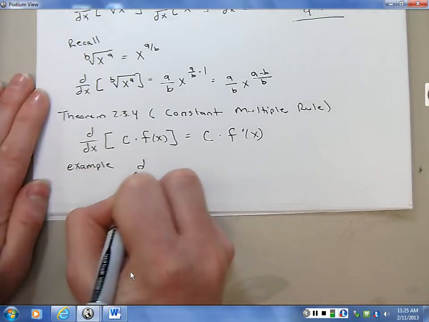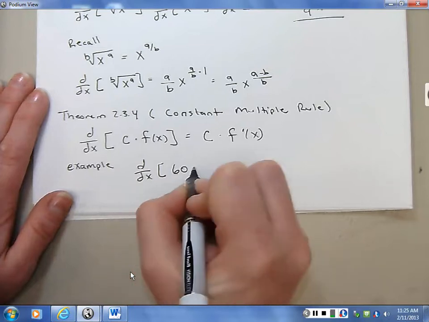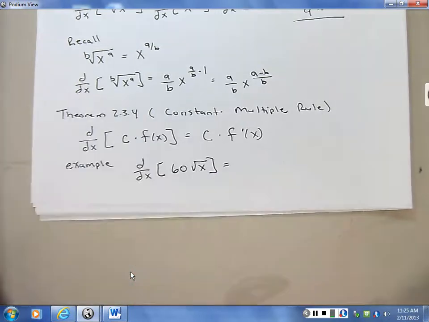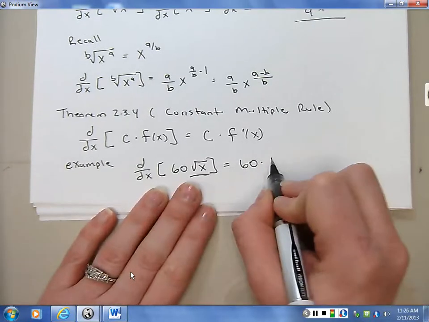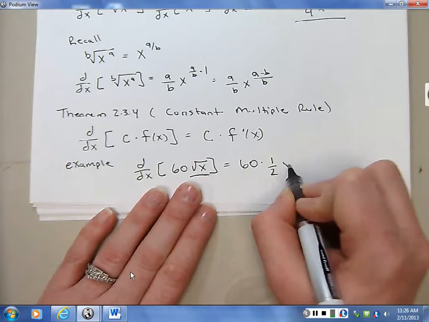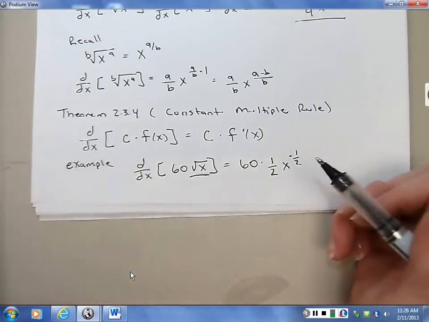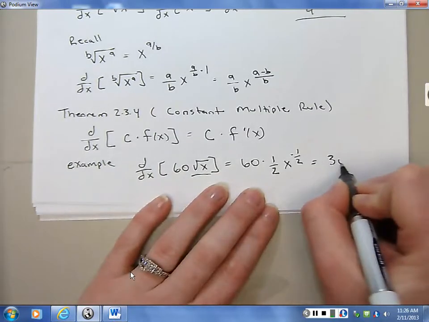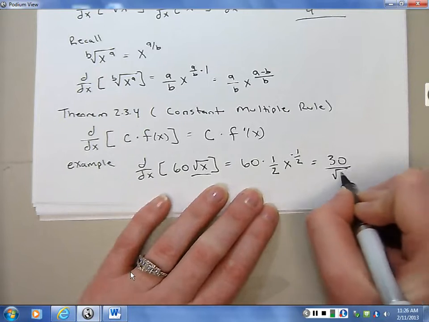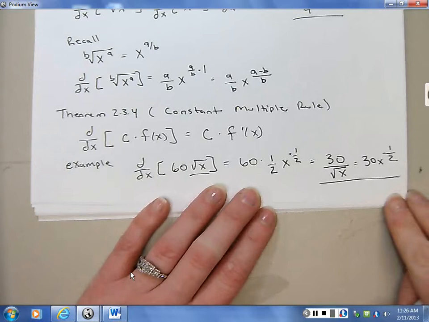What's the derivative with respect to x of 60 square root of x? So you can just leave the 60. What's the derivative of square root of x? 1/2 x to the minus 1/2, right? Because it's really x to the 1/2 power, so I pull down that 1/2, and then I have 1/2 minus 1, which would be minus 1/2. So I end up with 30 over square root of x. Or I could write that as 30x to the minus 1/2. Both answers are equivalent there.